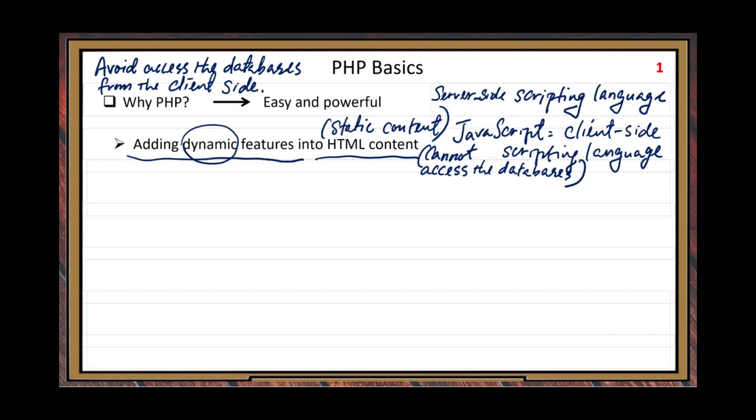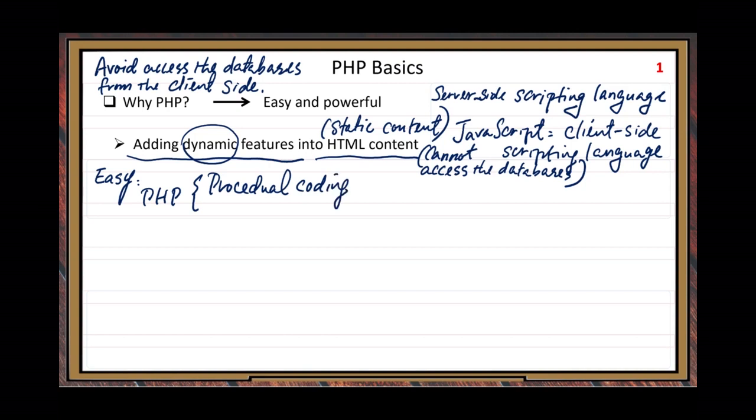The reason we use PHP is that it's easy and powerful. What do we mean by easy? Easy to use. When you do PHP programming, there are two ways people can do it. The first way is procedural coding. That means basically you just write PHP functions.